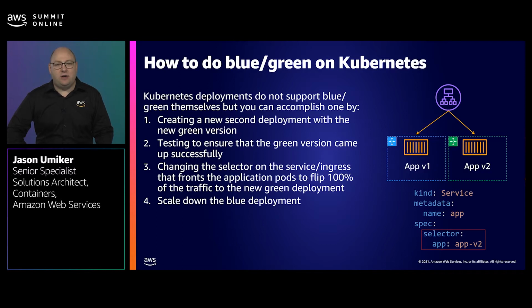So, how do you actually do blue-green deployments on Kubernetes? The answer is to create a second independent deployment for the new version with a different label. You can then optionally test that new version before you send it any traffic, as long as it won't introduce database schema conflicts as we discussed before. Then you can go to the Kubernetes service or the ingress that fronts your application and change its selector to point at your new deployment's label, which flips 100% of the traffic. And after that, you can scale down or remove the old version's deployment at your convenience.